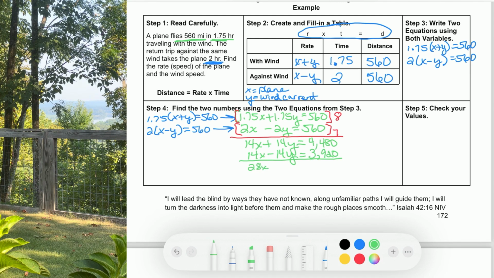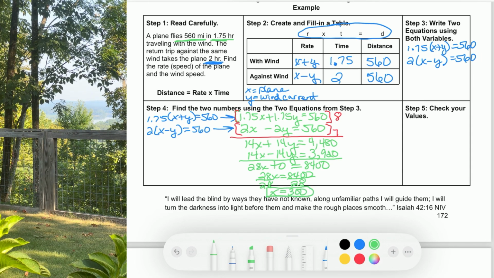Add these together, I get 28x. My y's cancel out and become 0. And then I end up with, let's see here, 8,400 when I add those two together. So 28x equals 8,400. Divide by 28 on both sides, and I get x equals 300.